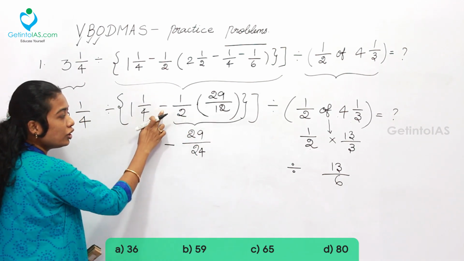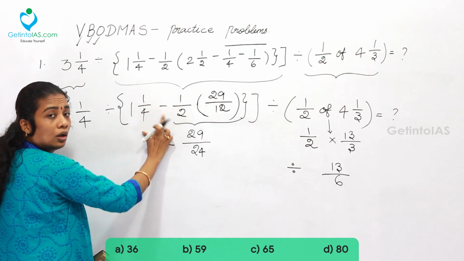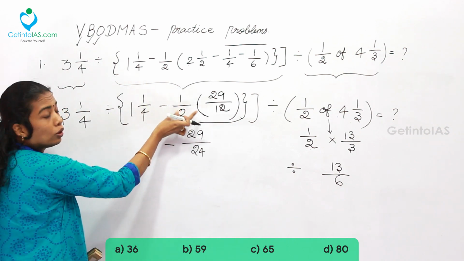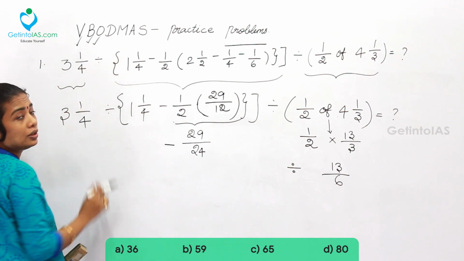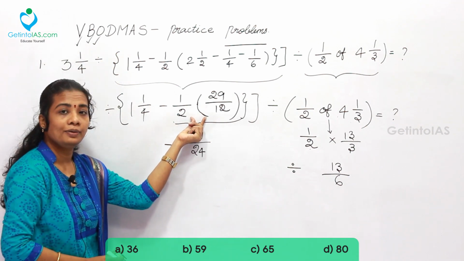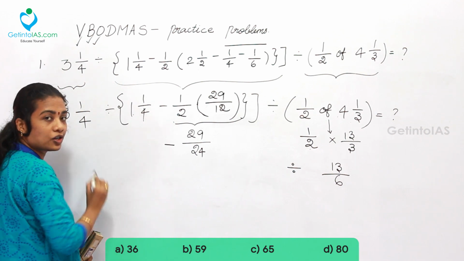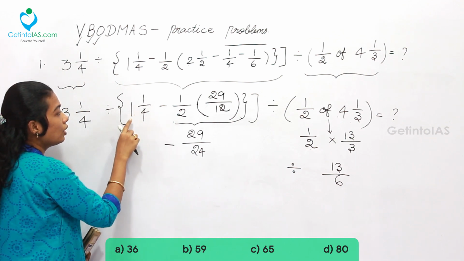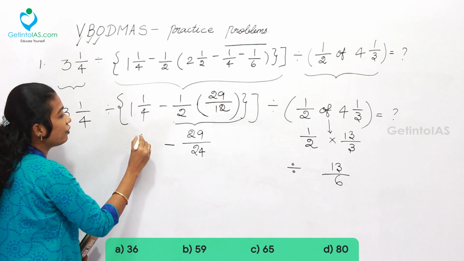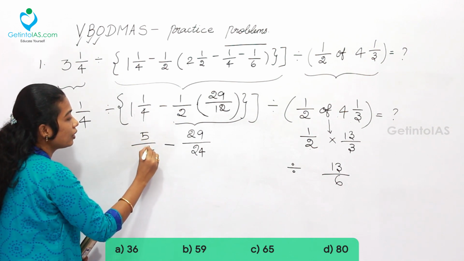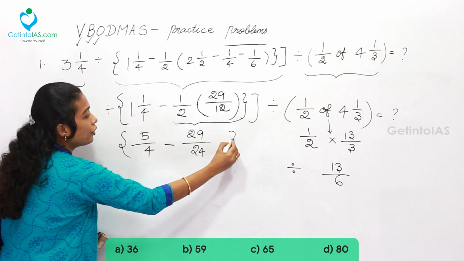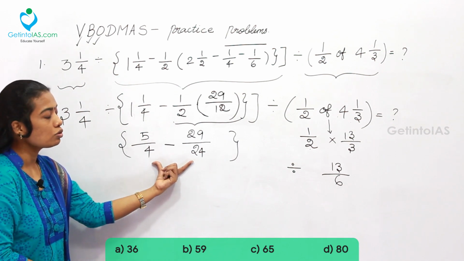Then subtraction you can take it. So before taking subtraction you want to do addition, multiplication, division, whatever it is. Here we got multiplication, that's why we have solved it. Now convert this mixed fraction into fraction. 1 into 4, 4 plus 1, 5, 5 by 4. So in order to remove the curly braces, first you will have to solve this.